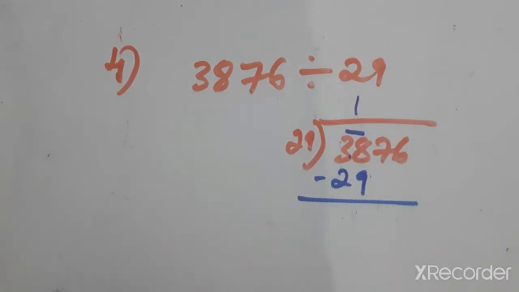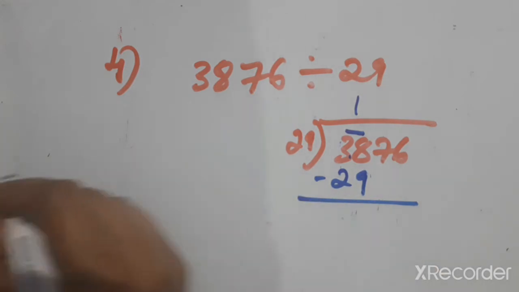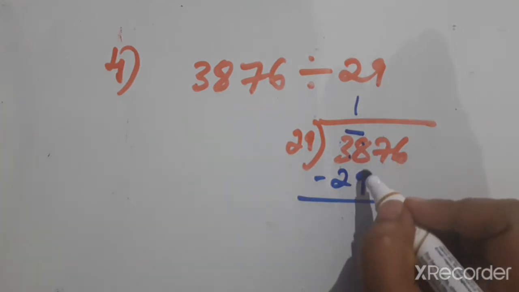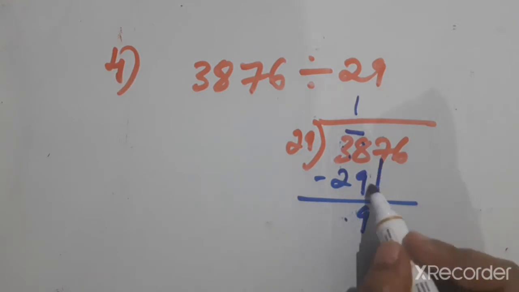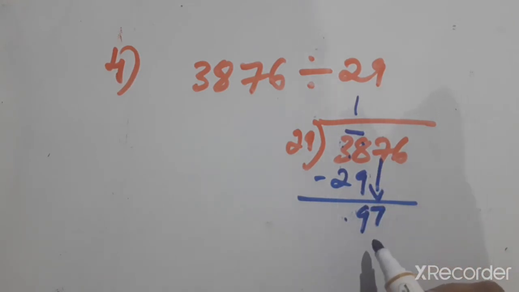You can write and keep the tables. Multiply and write and keep. 18 minus 9 is 9. 2 minus 2 is 0. And bring one number down. 29 how much are nearer to 97?